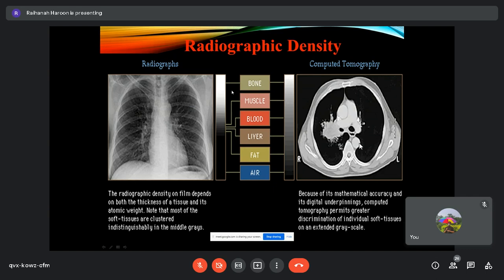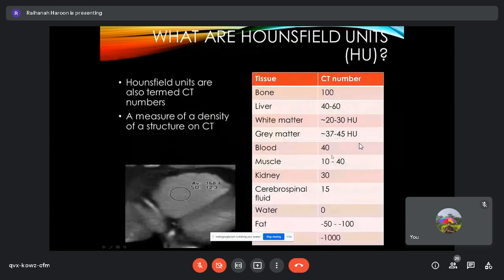Why? Because of the grayscale. You see the grayscale on the radiograph and the grayscale on the CT. If you notice, the grayscale on the CT is more variable. You see more shades of grey, starting from here, a longer range all the way to black. As opposed to this one, where the grey is here, grey to white. So it's a shorter range of shades of grey.